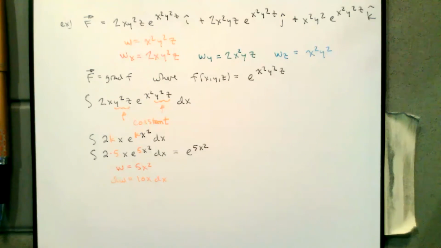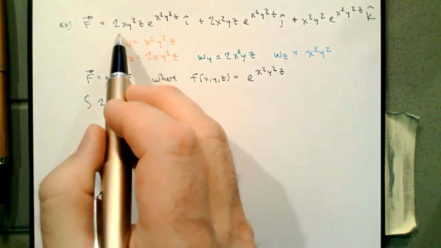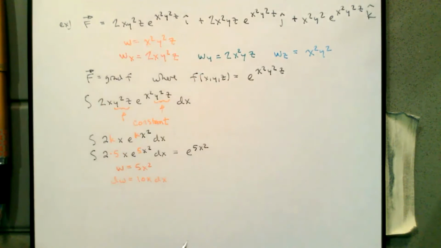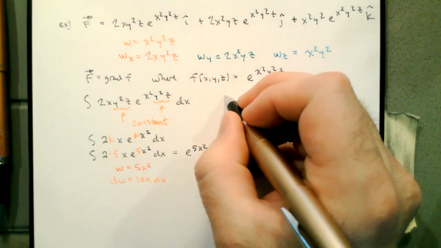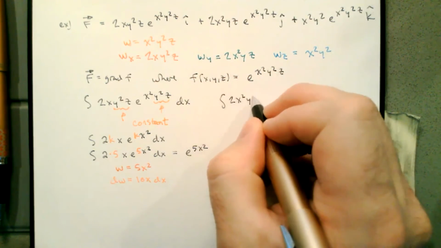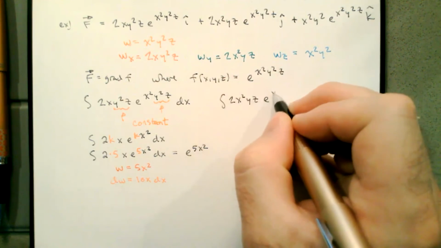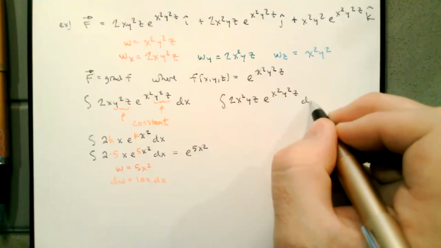And we're just making sure that we're going to get the same integral when we integrate the i component with respect to x, and then the j component with respect to y, and the k component with respect to z. So we'll also have to look at the integral of 2x squared yz e to the x squared y squared z dy.